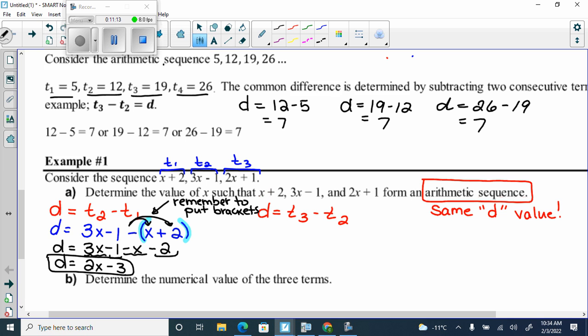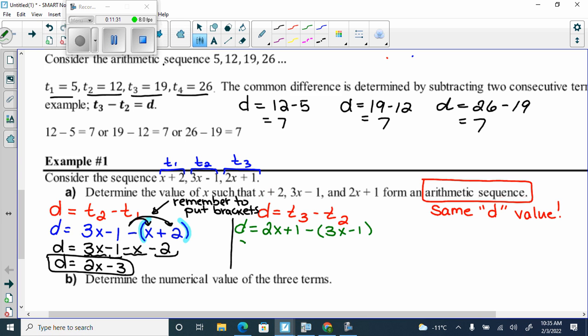Now I want you to try the same thing and get D for term 3 minus term 2. So we're going to take 2x plus 1 and subtract 3x minus 1. Try it out, see if you can get your D. Okay, so I would go D equals term 3, which is 2x plus 1, minus term 2, which is 3x minus 1, put in brackets.